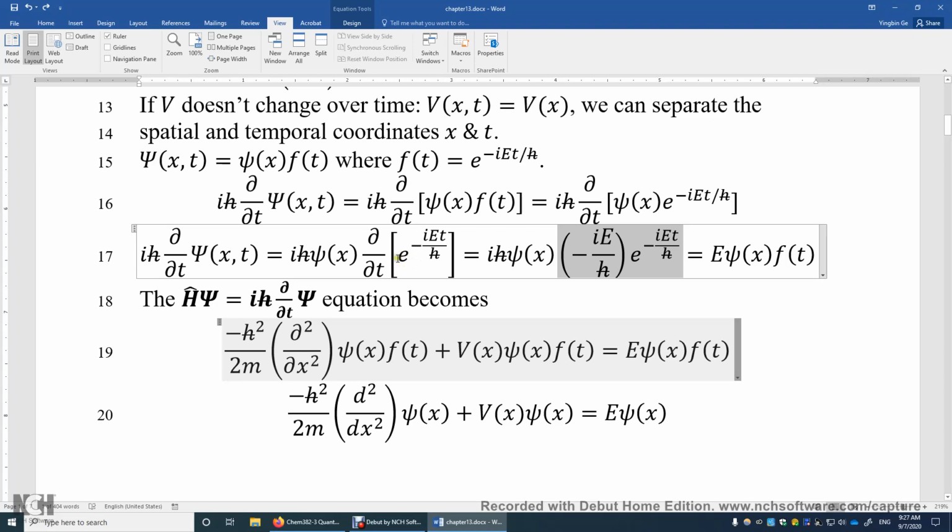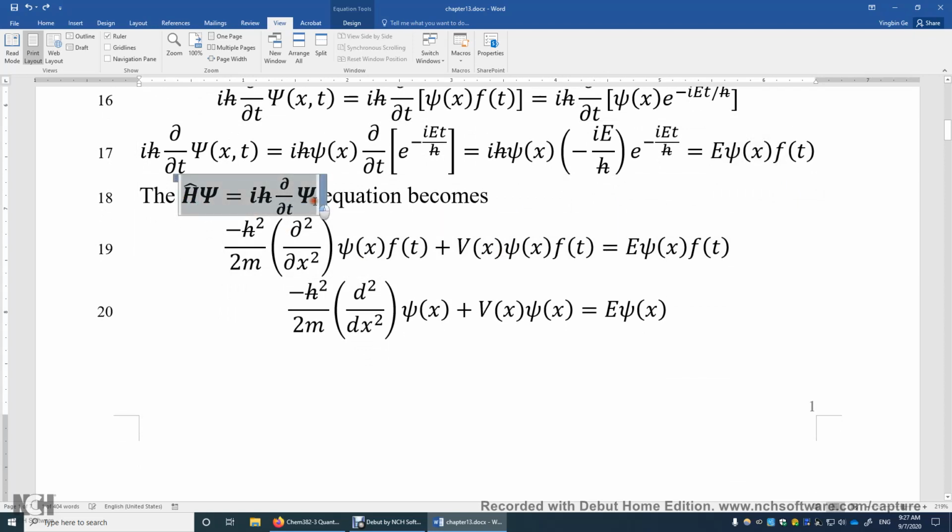All right, we used a calculus rule, chain rule. The first derivative of e to the power of t is simply e to the power of t. The first derivative of e to the power of a constant times t is that constant times e to the power of that constant times t. So I'm putting that constant right here. Now we combine i and -i, that's 1. We delete this h bar and this h bar. In the end, we see this expression is simply E times psi times F.